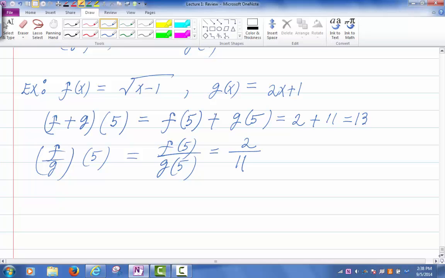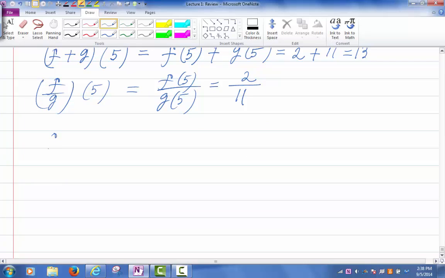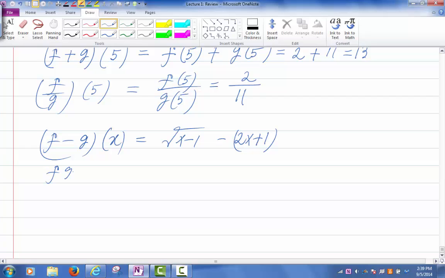Is everybody okay? But you can also find a formula for f plus, let me use f minus g. So what would be a formula for f minus g at any x? Well, it's just whatever f of x is minus whatever g of x is, right? What would be f times g of x? Well, it will be root of x minus 1 multiplied with 2x plus 1, right? Okay, very clear.